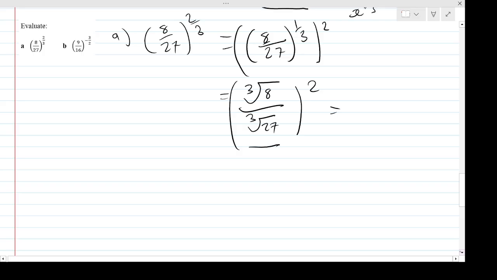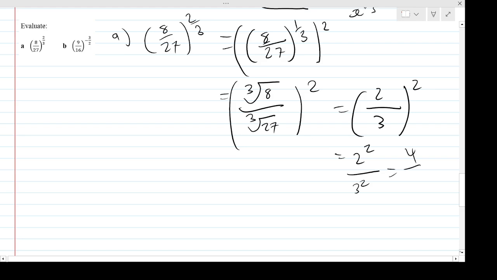So again, cube rooted it first, and we're going to square it. But we can evaluate this, right? So what's the cube root of 8? That's going to be 2. Remember, looking for a number that times by itself 3 times to give us that number. So 2 times 2 times 2 is 8. And the cube root of 27 is 3, because 3 times 3 times 3 is 27. Okay, and then we're going to square it. And then that's just simply saying 2 squared over 3 squared, and that would be 4 over 9.